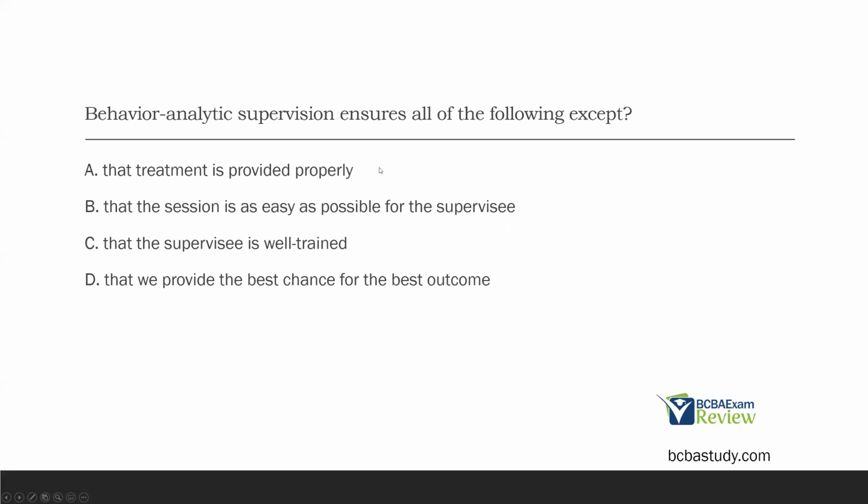Can we find a better answer? C, that the supervisee is well trained. Absolutely. It's now part of your job to make sure your supervisees are well trained. You are responsible for your supervisees and what they do. And then D, that we provide the best chance for the best outcome. Certainly. We always want the most socially valid, most meaningful outcomes for our clients. Supervision ensures we get there. So what aren't we ensuring with behavior analytic supervision? B, that the session is as easy as possible for the supervisee. Task list I1.